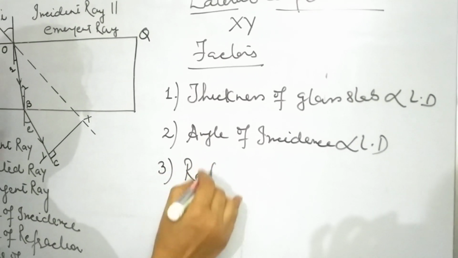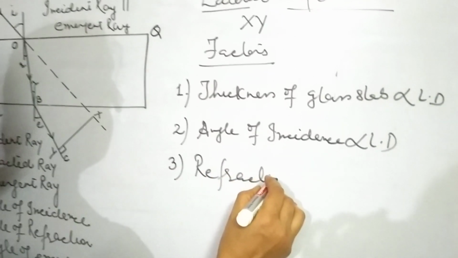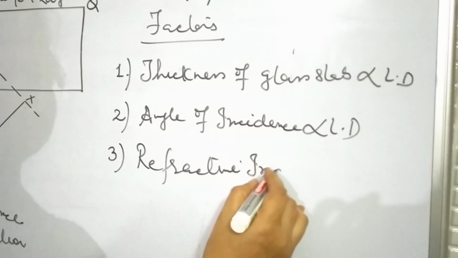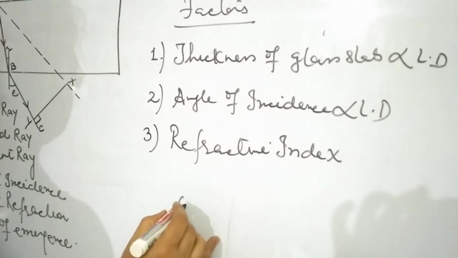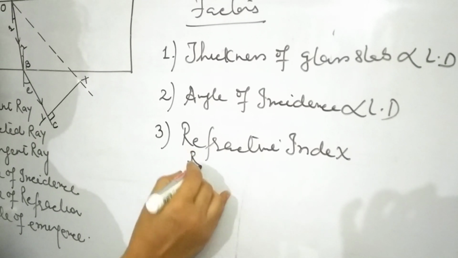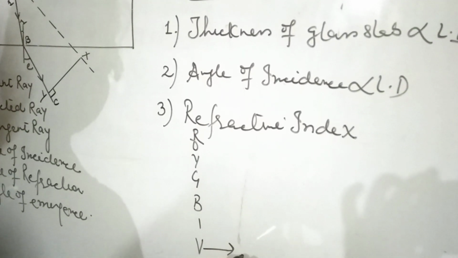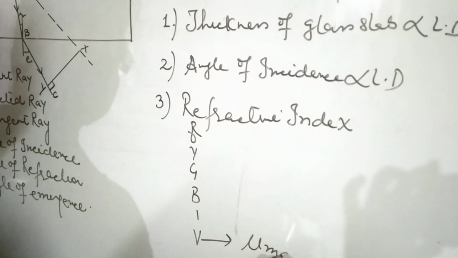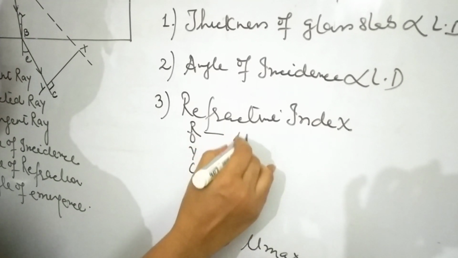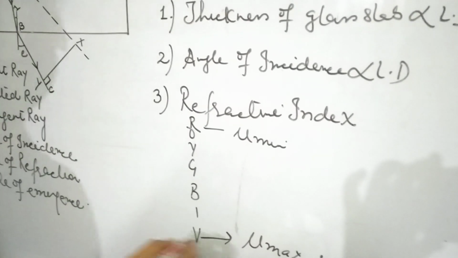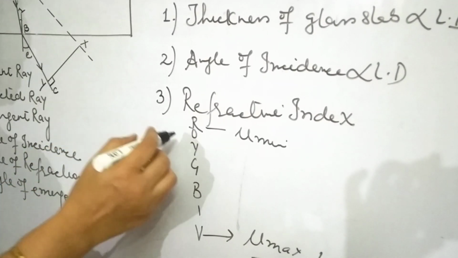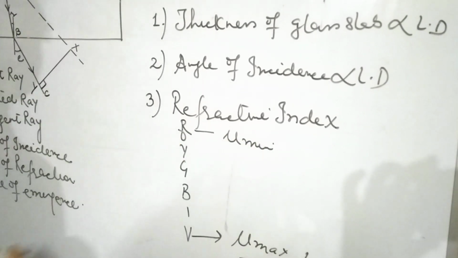Third is the refractive index. As concerned with refractive index, I already told you in the case of the VIBGYOR. I explained violet has the maximum refractive index and red the minimum. As a result, the lateral displacement of violet is maximum, whereas the lateral displacement of red is minimum.